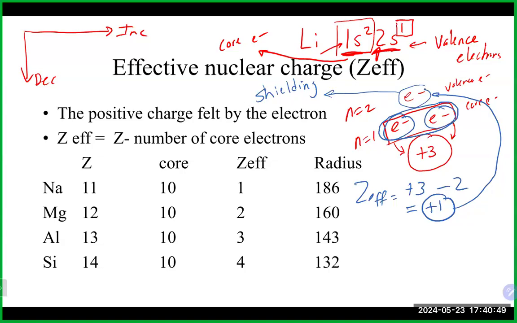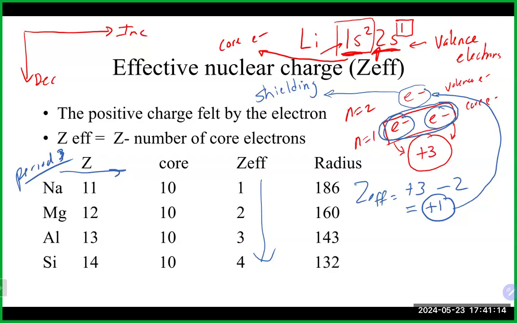And that's what we see here. If we look at the trend from sodium, magnesium, aluminum, and silicon, that is period 3 on the periodic table, going across the periodic table, we do see that the Z effective as you go across the period does increase. The end result of that is it is related to the size of atoms that we see.